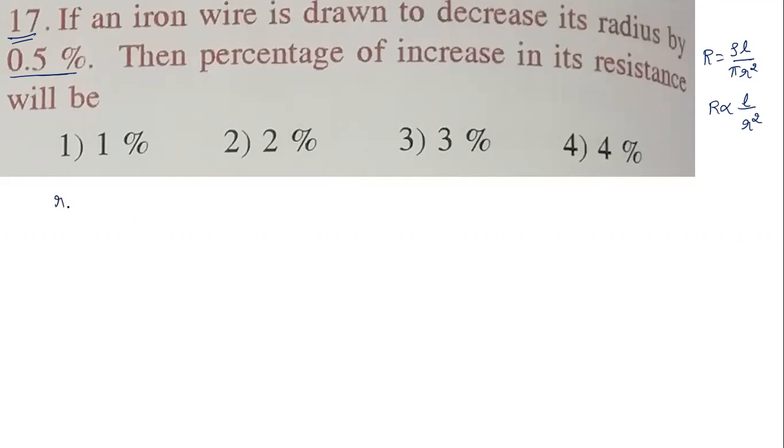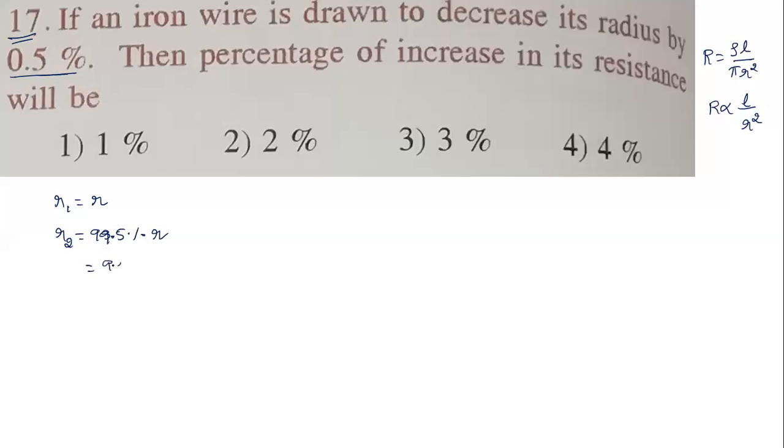Let's say the initial radius r1 is r. Then what will the final radius be? See, it is decreasing by 0.5%. How much is left over? Imagine it is 100%. In that, 0.5% is decreasing. The remaining is 99.5% of r, right? You're getting my idea? If you decrease the radius by 0.5%, then 99.5% is left.